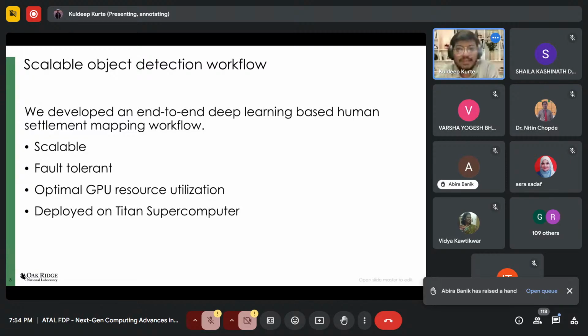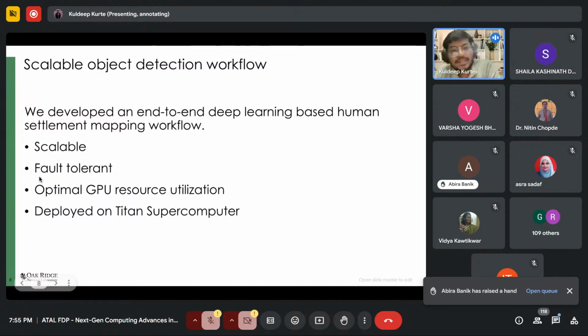Okay, so when we say scalable, we mean that whether your object detection workflow can be used for city level data, at the same time, it can also be used for country level data. So when you go from processing city level information to country level data, you don't need to do any sort of upgradation to your workflow. It has to be the natural shift. It has to be scalable in that sense. So that's what I meant by scalable.